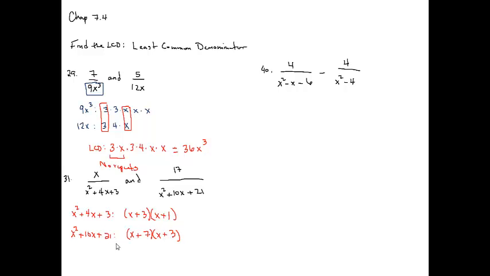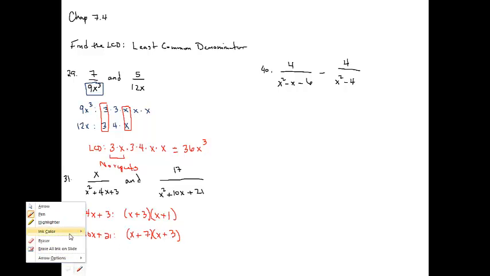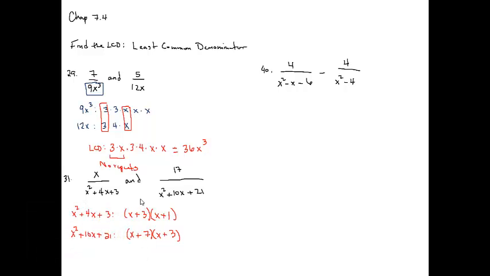Alright. Now what are the repeats? Let me get a different color. What are the repeats? x plus 3 as well as x plus 3. Therefore, I only list this once. So I have x plus 3. And at this point, now I've got to write everything else that's left over. x plus 1, x plus 7. So the LCD is going to be x plus 3 times x plus 1 times x plus 7.